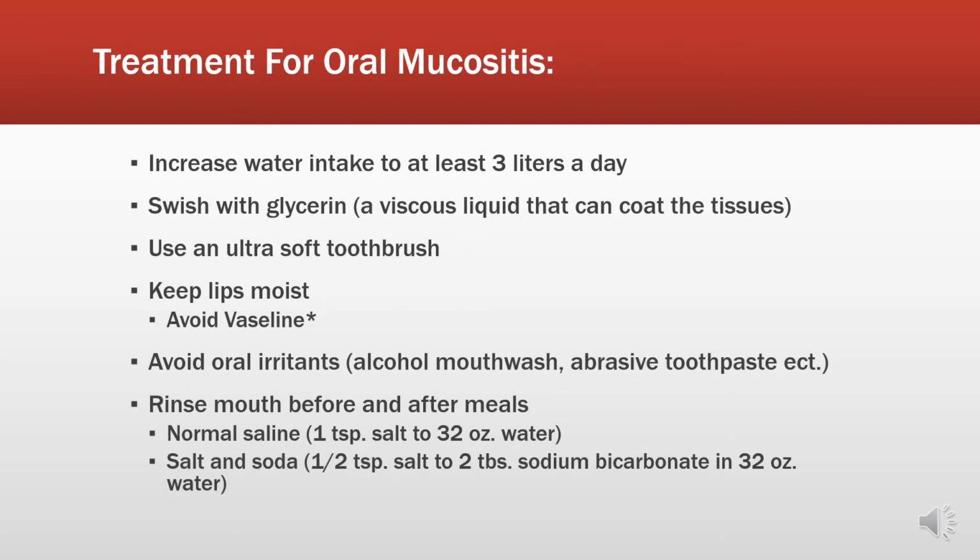Treatment options for oral mucositis are increasing the water intake to at least 3 liters per day, swishing with glycerin, which is a viscous liquid that can help to coat the oral tissues, using an ultra-soft toothbrush, keeping lips moist, although avoid Vaseline as it can promote infection, avoid oral irritants such as hot or spicy or acidic foods, alcohol, including alcohol mouthwashes, hard, coarse, or crunchy foods such as crackers, abrasive toothpastes. You want to limit dental floss and avoid lemon or glycerin swabs with toothbrushes unless the toothbrush has a soft bristle in order to avoid preventable oral injury.